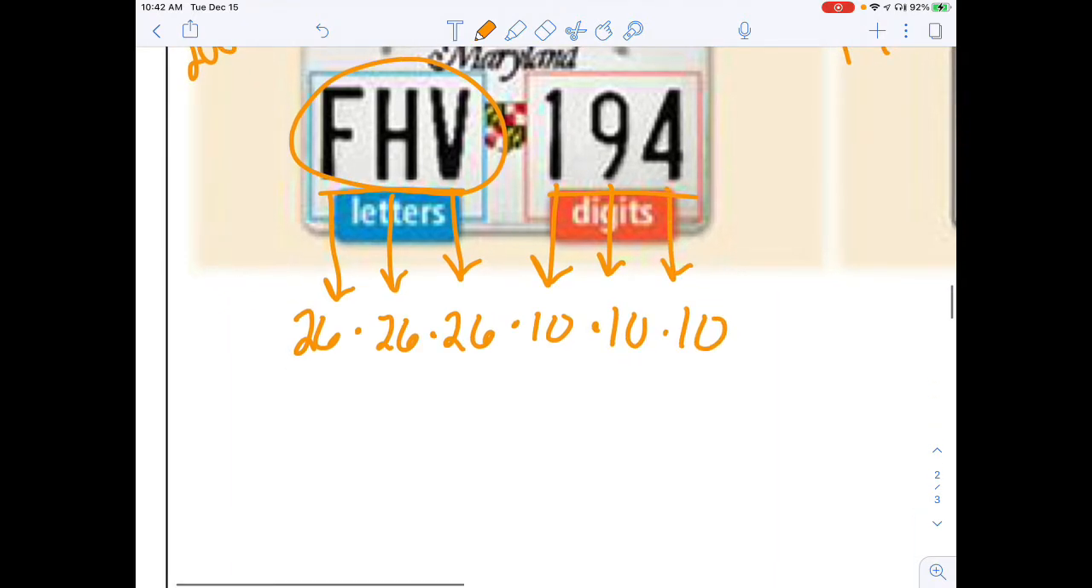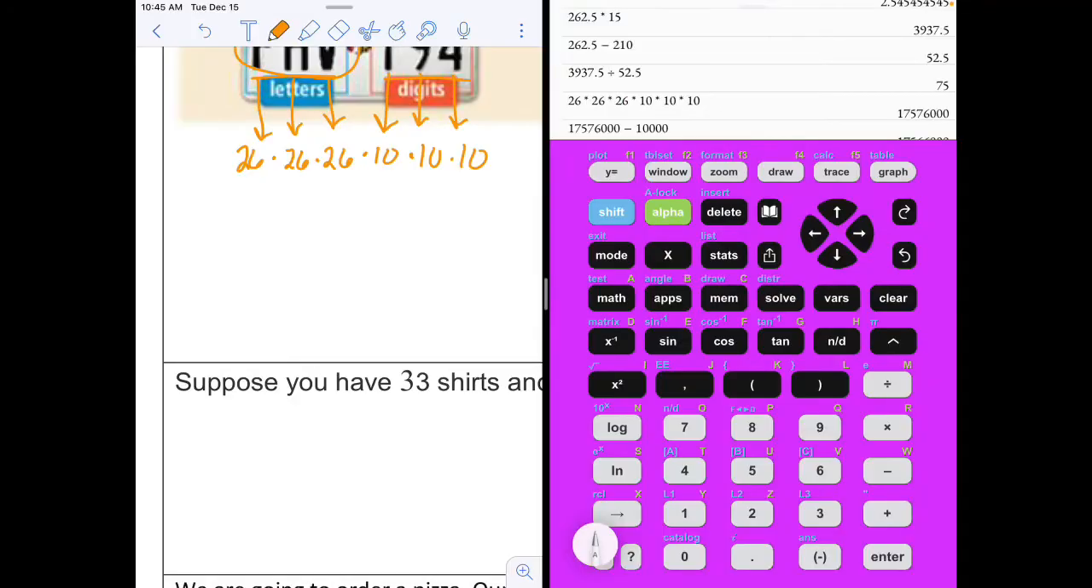So if I grab my calculator, I got 26, 26, 26, 10, 10, and 10. So that makes 17,576,000 license plates in 2004.